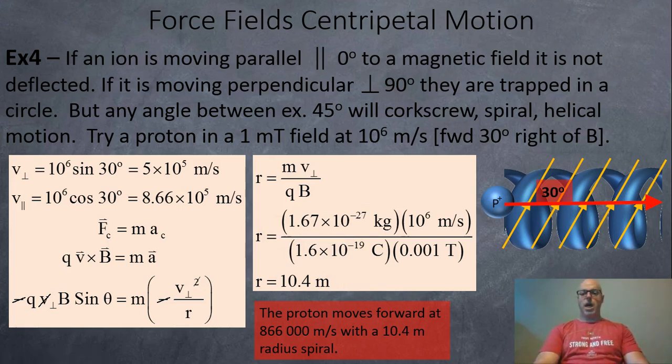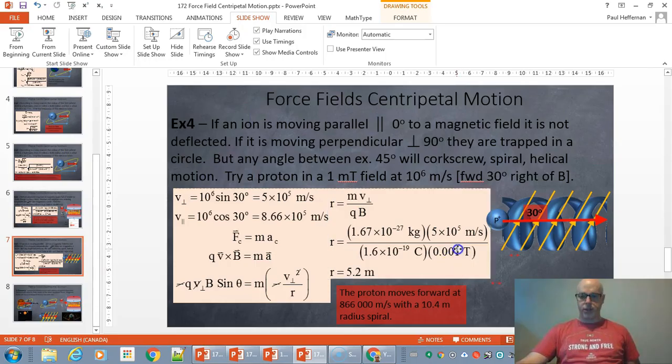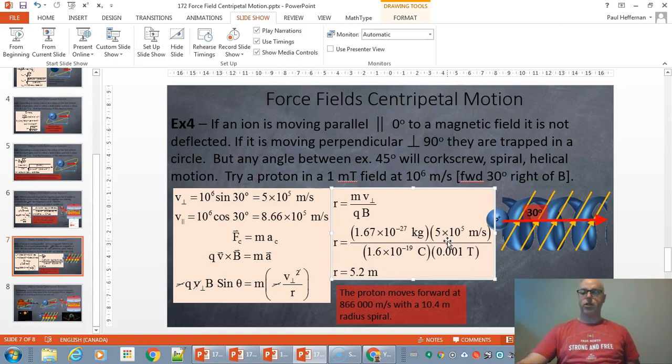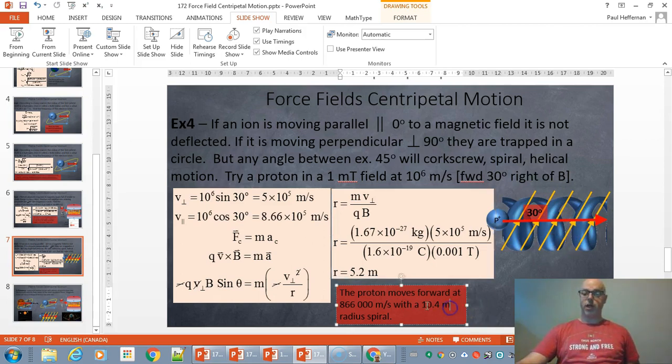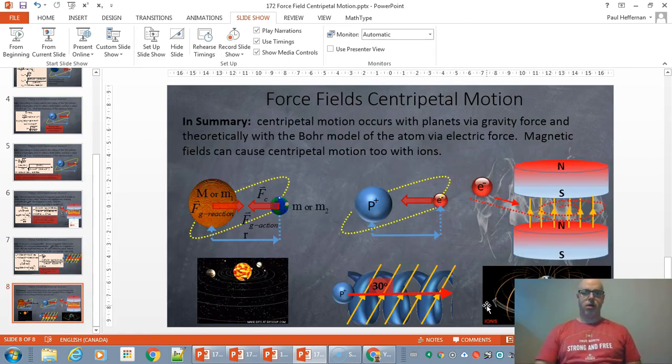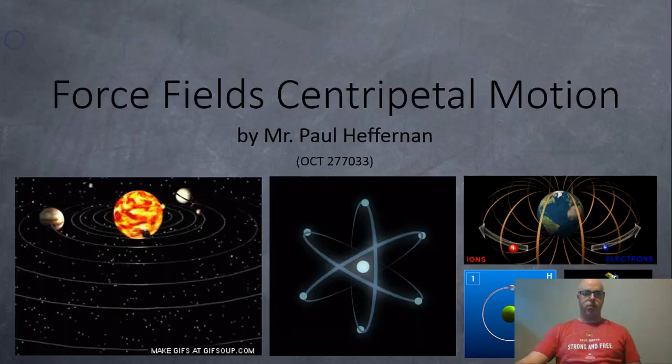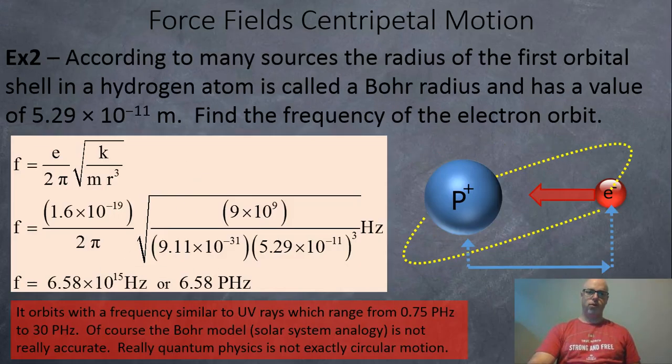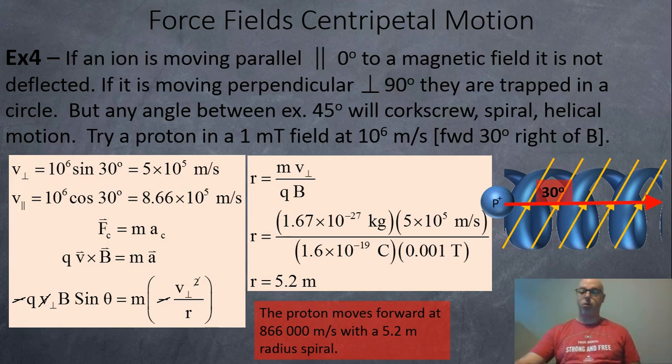Okay, and oh man, I just noticed a tiny typo there. I just said 10 to the 6. It should have been 5 times 10 to the 5. So I fixed that. The radius is going to be 5.2 meters. So the circles are going to spiral with a radius of 5.2 meters. I'll fix that down here, 5.2 meters. And it'll be moving forward at 866,000 meters per second.